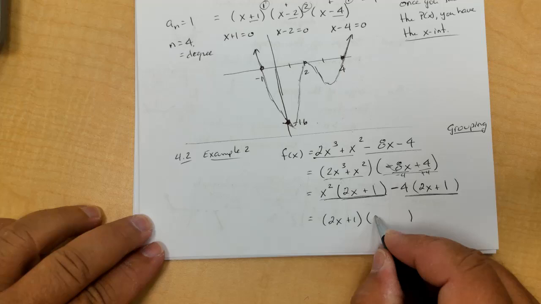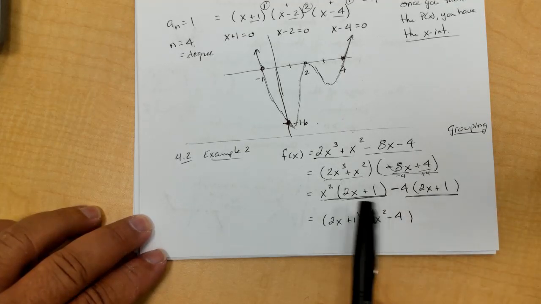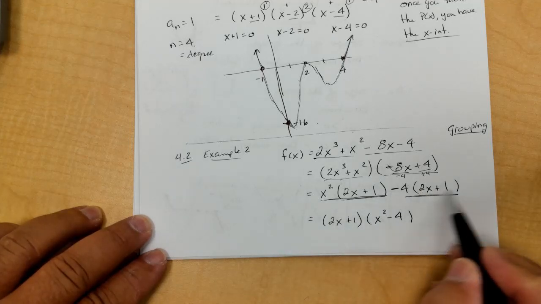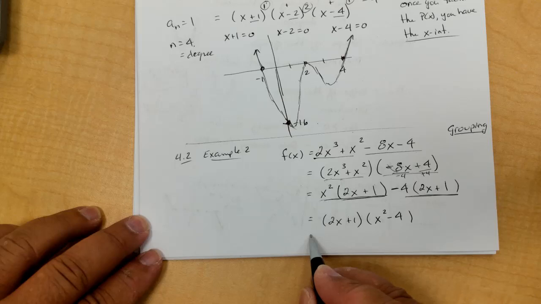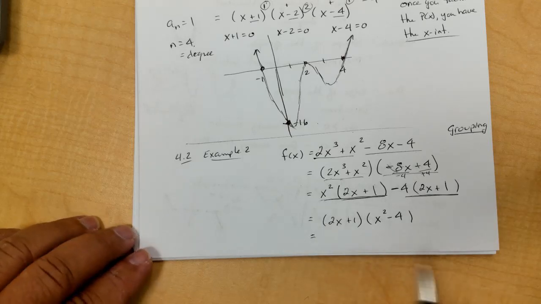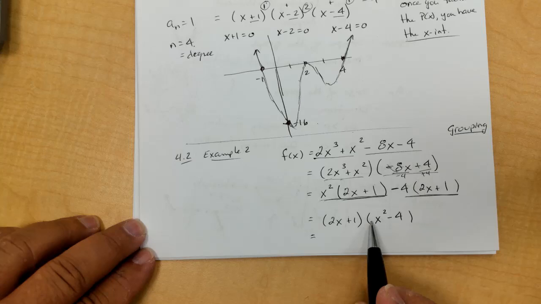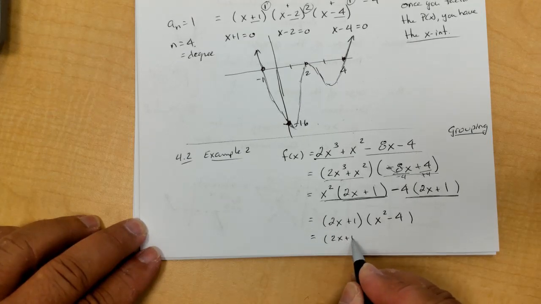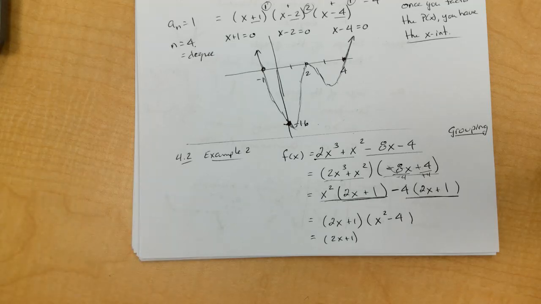Very good. Many people won't see that. But if you took out the 2x plus 1, you have the x squared. And you have minus 4. Very good. Can we do anything with this first one? How about the second one? Can we do anything with that? Can we factor any further?